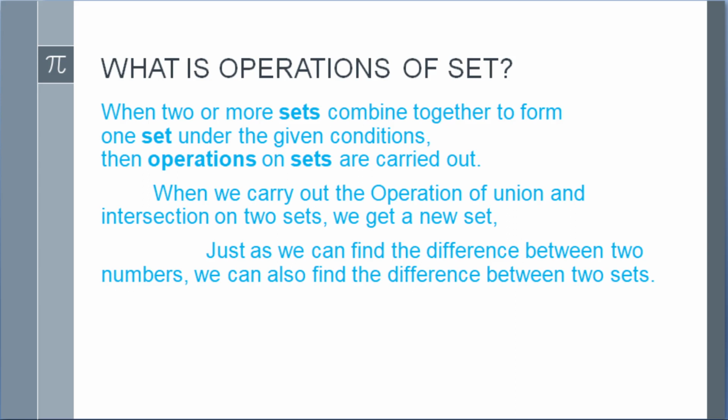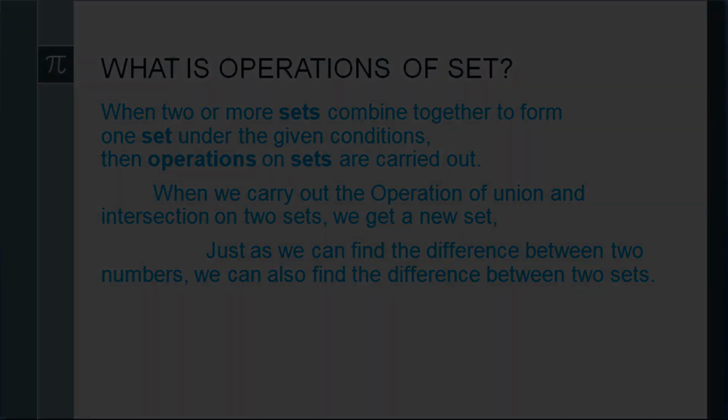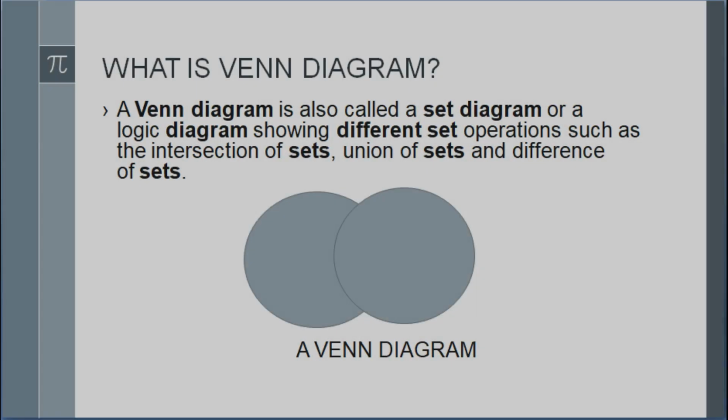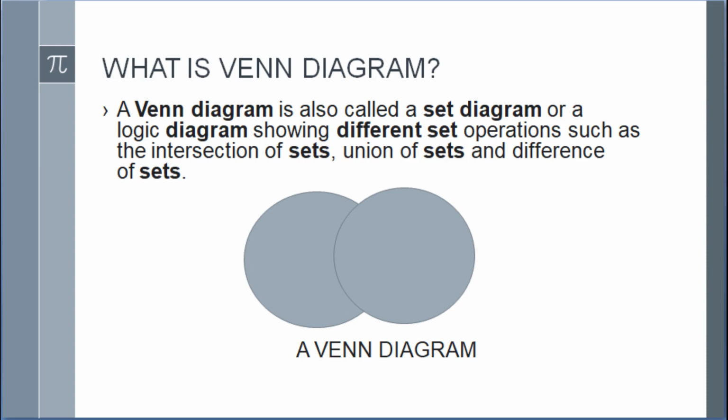Other examples of operations on sets are union of sets, intersection of sets and so on. Now what is a Venn diagram? This is a very important point. A Venn diagram is also called a set diagram. A Venn diagram represents sets in a diagrammatic form and helps us to see and understand sets much more easily. A Venn diagram can not only represent sets but also show different set operations such as intersection of sets, union of sets and also difference of sets. So this is important.